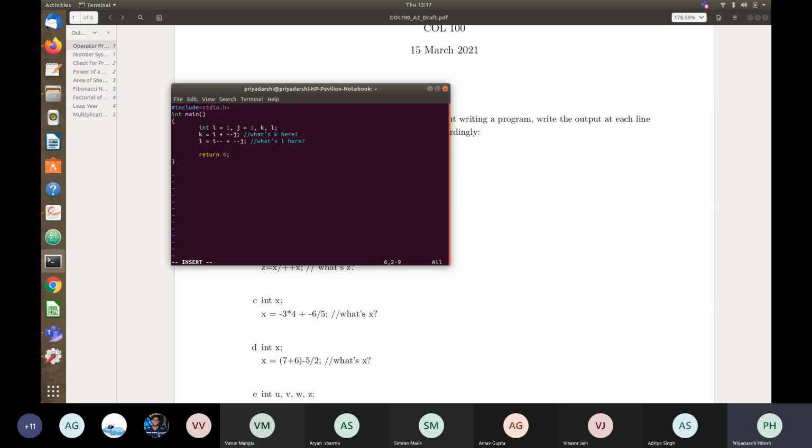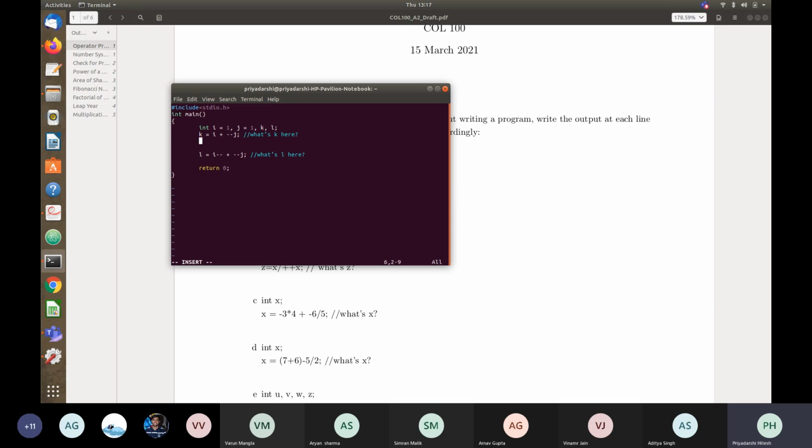So here what is happening is you have assigned 1 to i, 1 to j, and you have declared two other variables k and l here. Then you have written k equal to i plus --j, l equal to i-- plus --j. So what would be its output? Let's see this case here. k equals i plus --j.